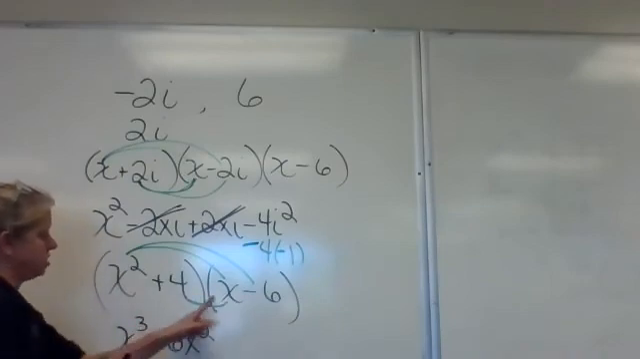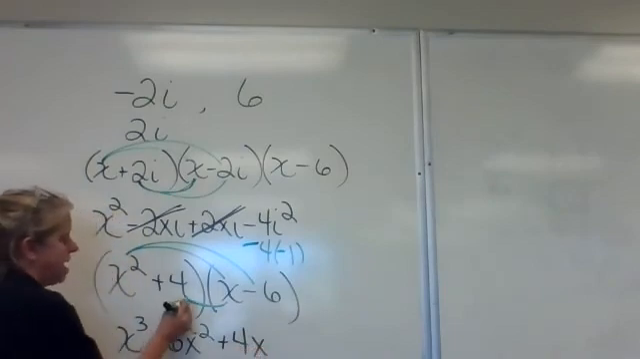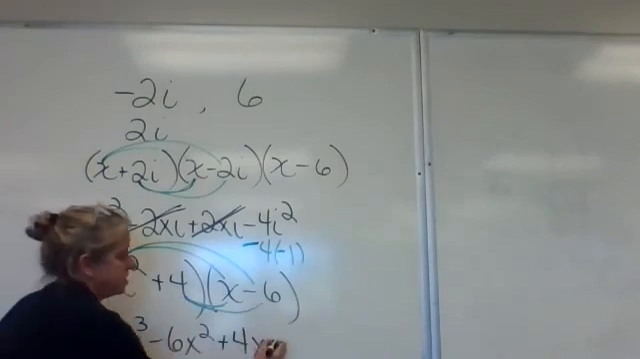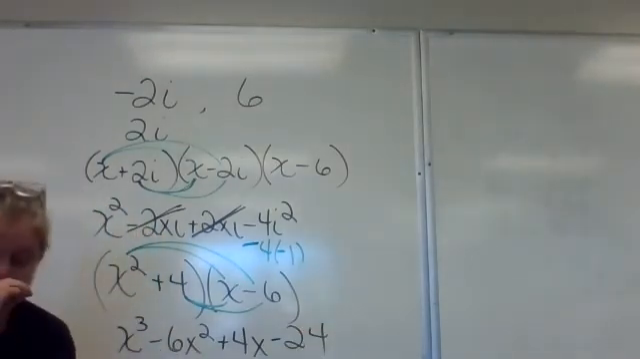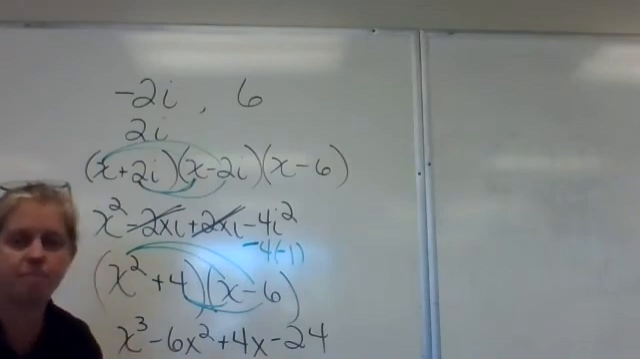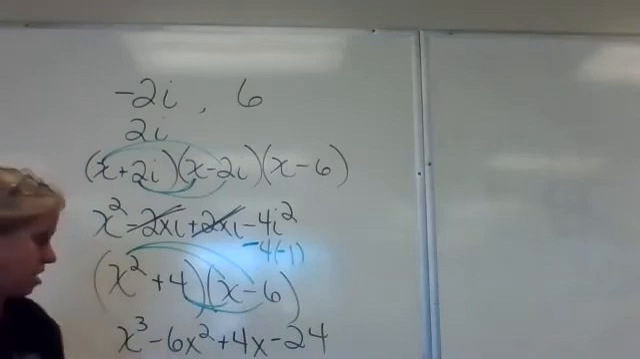My inner, +4 times x is +4x. And then my last, +4 times -6 is -24. I would look to clean it up, but do any of these terms have the same exponent? They don't. So that's as far as that one can go with those terms. None of them can combine.